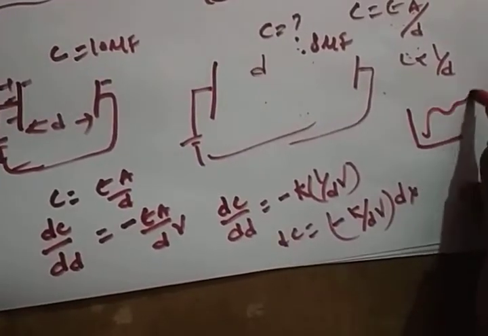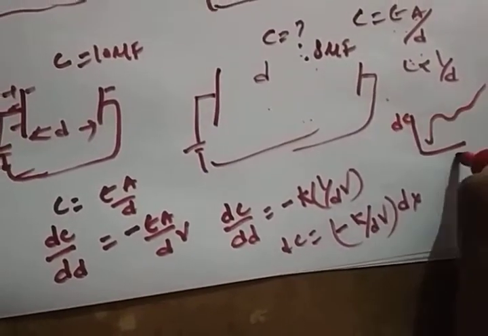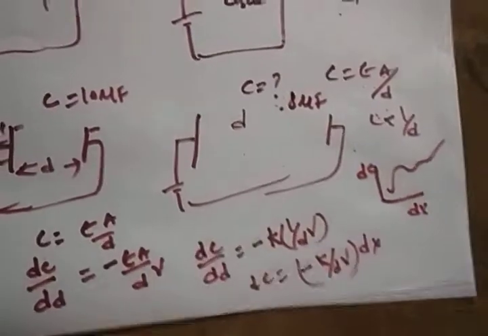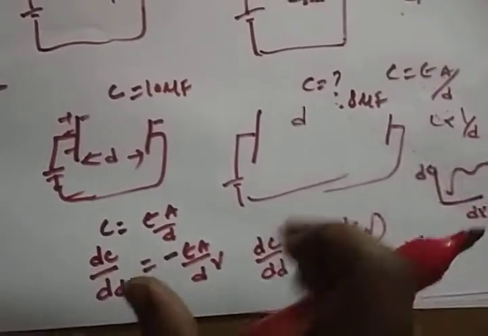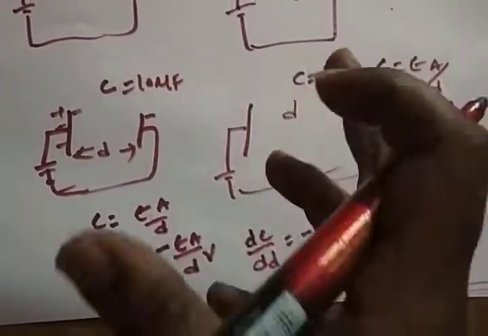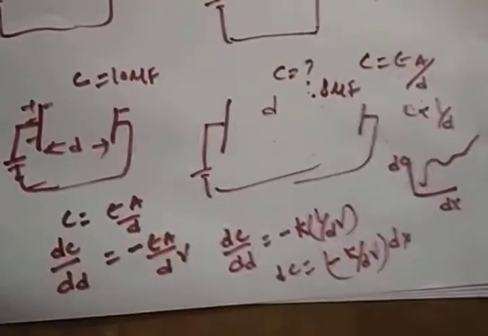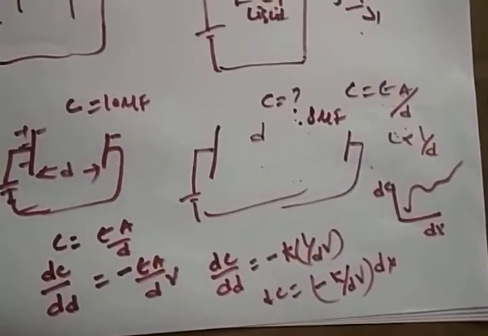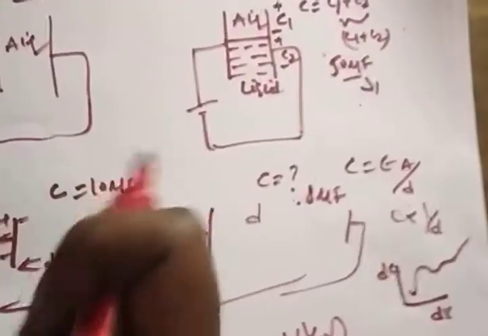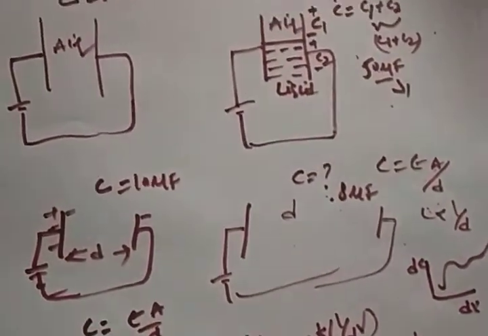So in this way you find whether the instrument, the transducer, which is nothing but an instrument, shows linear characteristics or non-linear characteristics. You need to find that out. So these are the methods that can be used to change the capacitance.